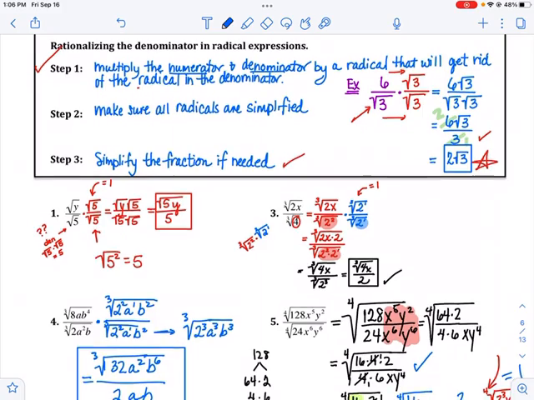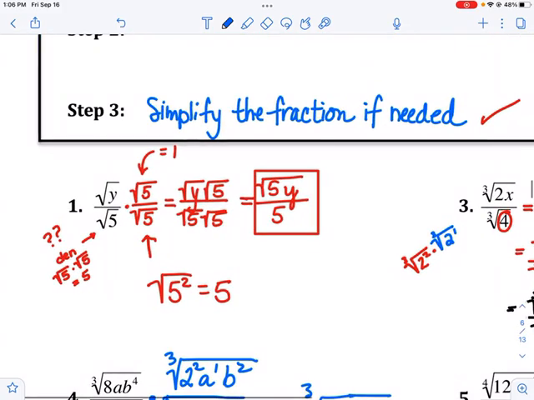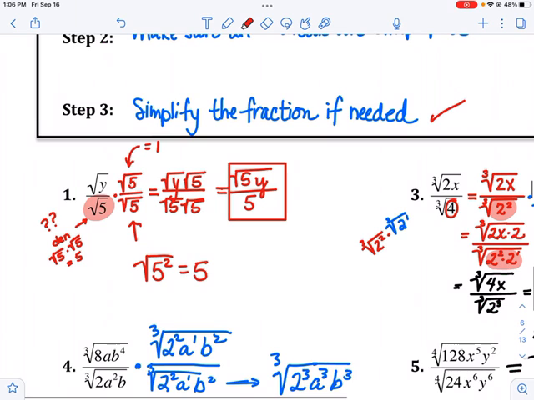So if you look at all these, I'm going to highlight the radical denominator. So in the square root, we're going to get rid of the square root of 5. We don't want a square root in the denominator, so we multiply by square root of 5 over square root of 5. And you can see that we end up with a 5 in the denominator. Simplify the numerator, and we're finished.